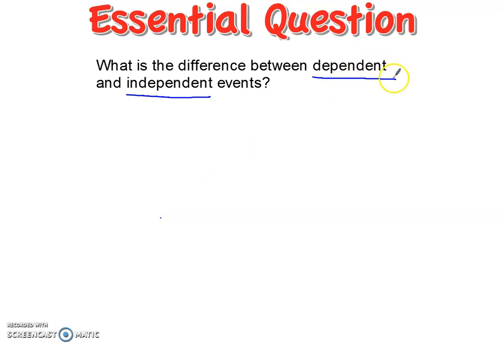Whereas dependent means that they do affect each other. Like if I were to hold a bag of marbles and draw one out and leave it out and then draw again, because there are less marbles in the bag. We're going to practice with these two events today, dependent and independent events.